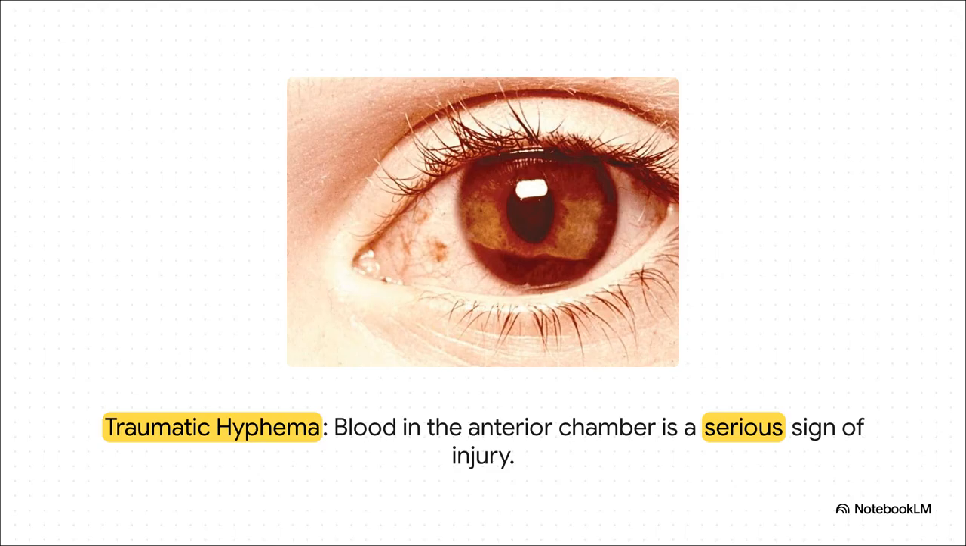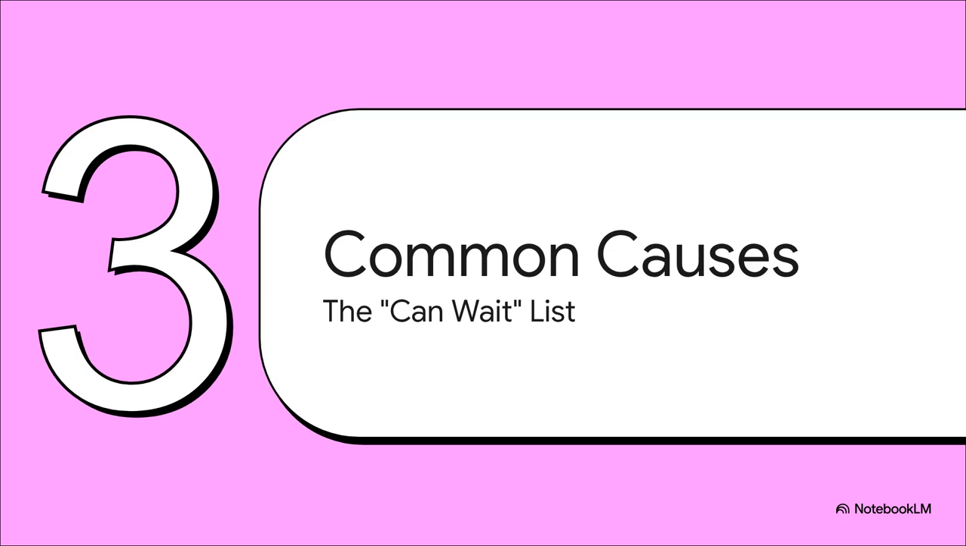If you even suspect the globe might be ruptured, stop what you're doing, check their visual acuity if you can, place a hard shield over the eye, don't press on it, and call ophthalmology immediately. And whatever you do, do not try to check the pressure yourself.